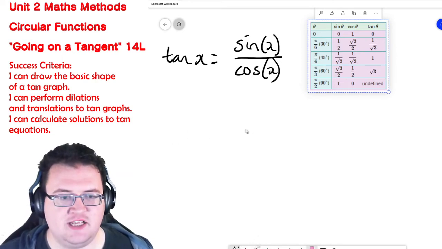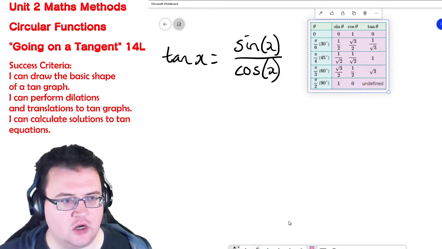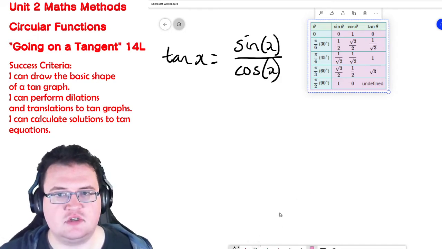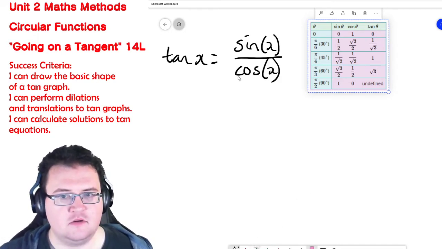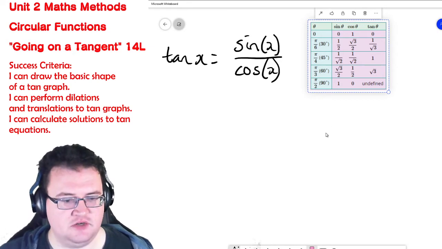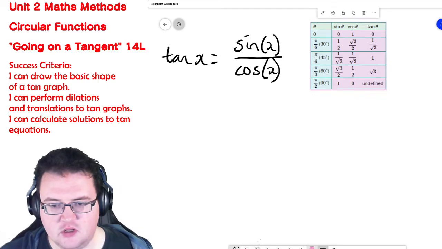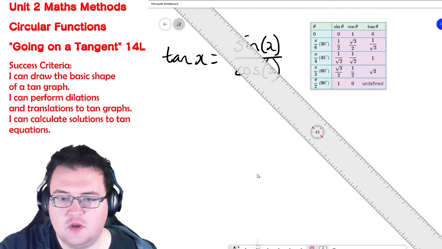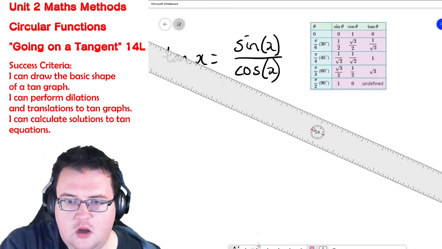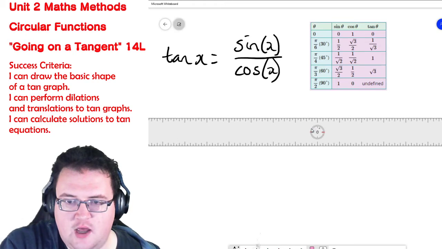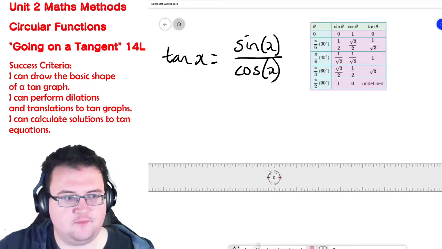So what that means is that we are going to have asymptotes every single time that cos of x is equal to 0, which means that we will have multiple asymptotes. So I'm going to quickly do an axis.